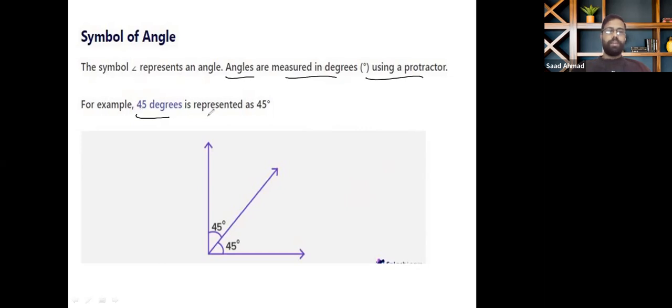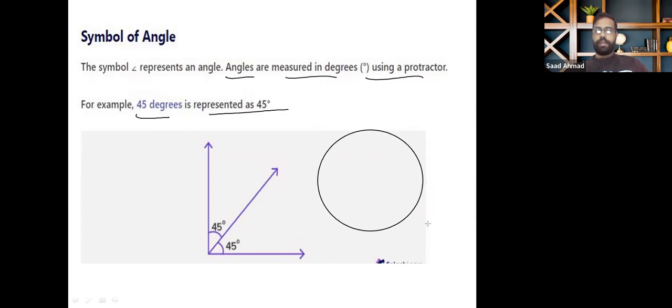For example, 45 degrees is represented like this. So what they did in earlier times was draw a circle, like this. In the past, they were used to counting things not by 10, but by 60. That's why you see there are 60 seconds in a minute and 60 minutes in an hour, right? So they measured things by the unit of 60.